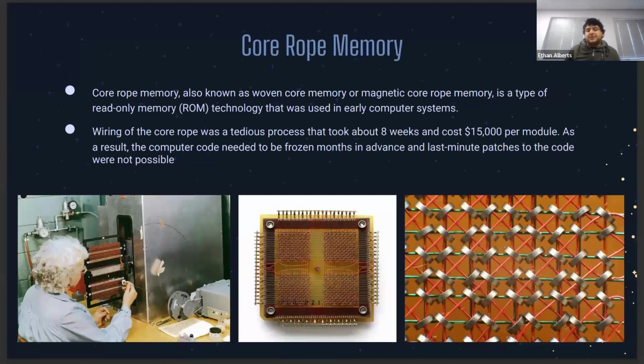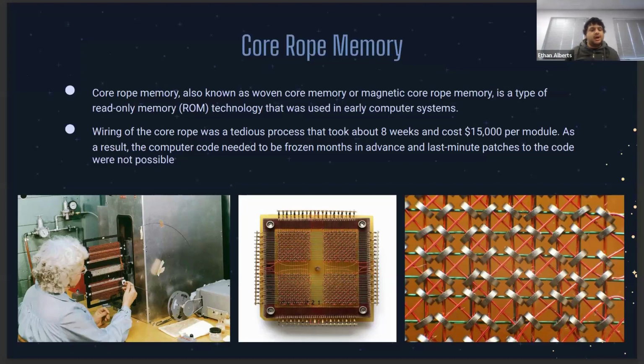As for the memory that they used, obviously we've got the brains of it, so where was all this computer software actually stored? It was stored on something called core rope memory. It's also known as woven core memory or magnetic core rope memory, and it's a type of read-only memory. It was primarily used during the early computer system design phases in that era.